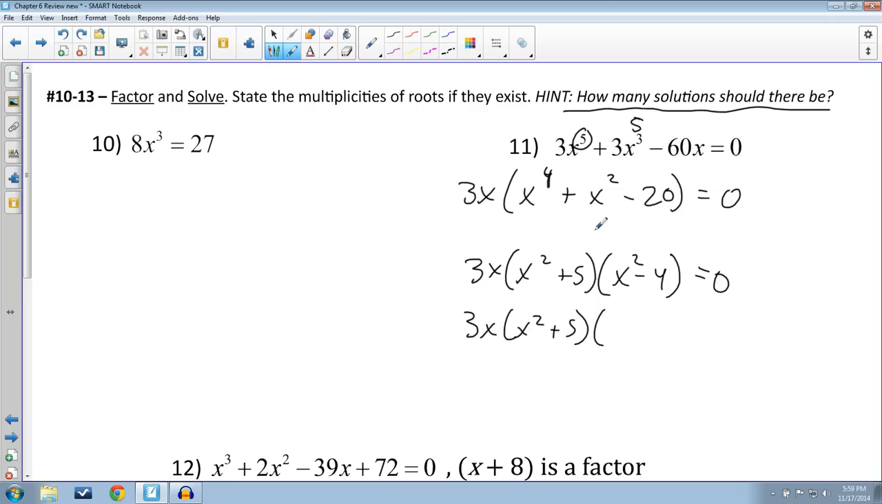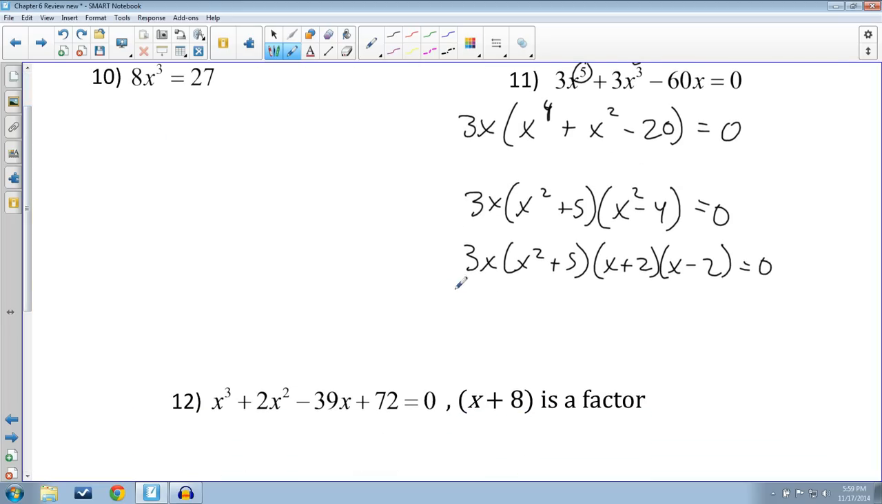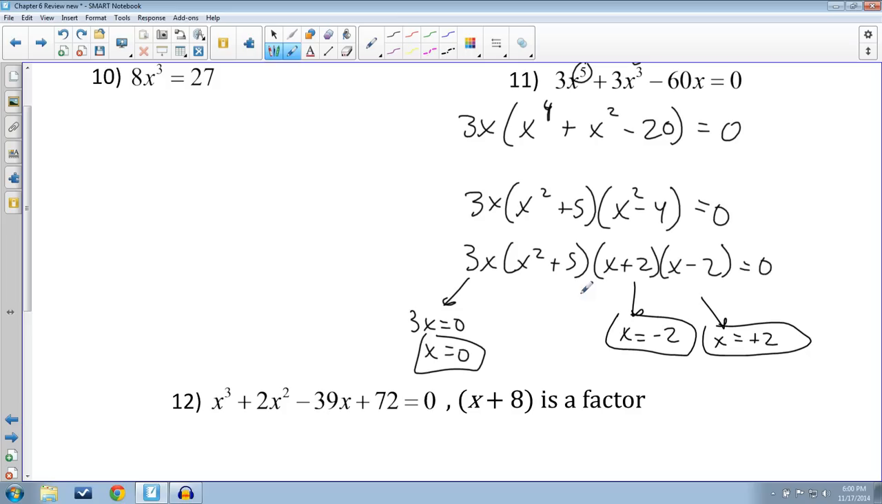So this is what this factors to. Now this factors to x plus 2 times x minus 2. This is a difference of two squares, like that other problem earlier. So either 3x equals 0, so x equals 0, or x equals negative 2, x equals positive 2. You really have to put the plus. Should be two more solutions, right? Here are three of them.